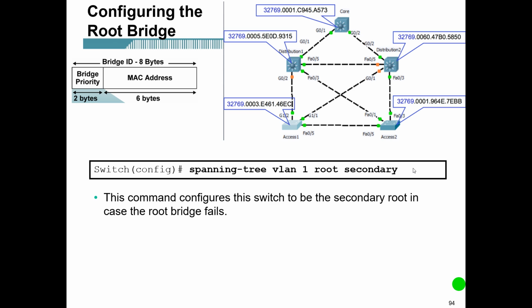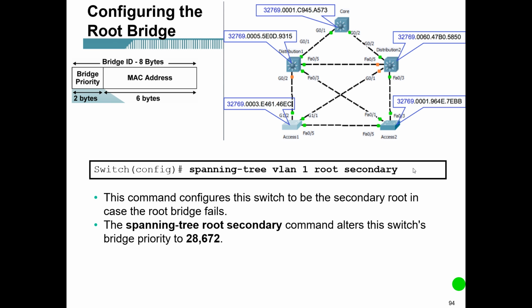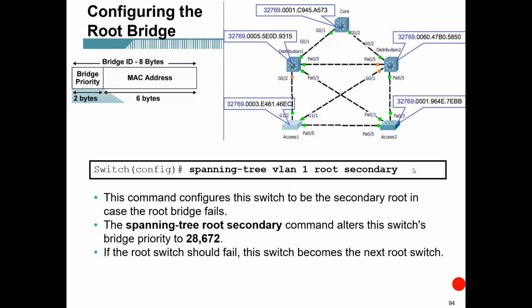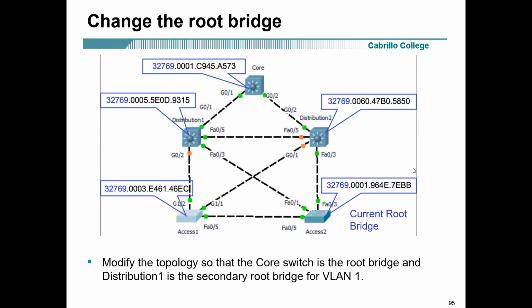You can set a root secondary. This command configures the switch to be the secondary root in case the root bridge fails. The spanning tree root secondary will alter the switch's bridge priority to 28,672. If the root switch should fail, the switch becomes the next root switch.